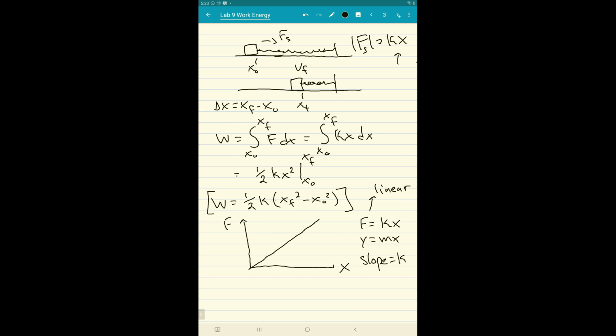Now, the way you're going to do this, if using the graph, is that you would just calculate the area of this triangle here. So this is delta x, so your distance traveled right here. It's your base. Your maximum force would be here.